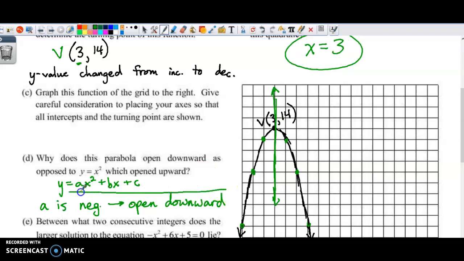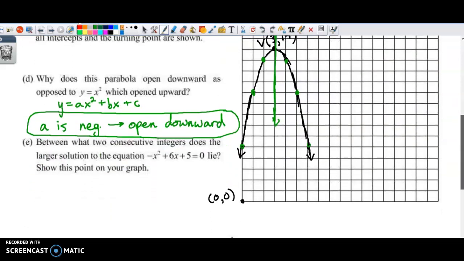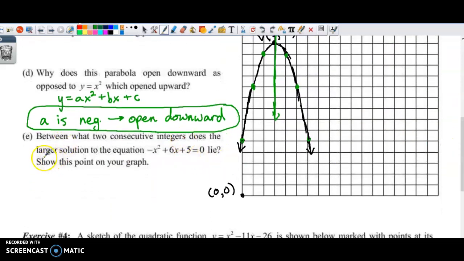So let me circle that. And I kind of messed up my graph, but hopefully you can forgive me. Between what two consecutive integers is the larger of the zeros? Because if I extended my graph down, we might be able to answer by looking at this, or we can use a graphing calculator.